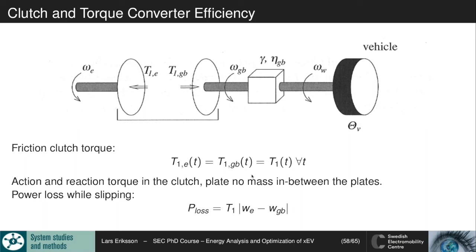And the power loss that we get in the clutch will be connected to the transmitted torque times the angular velocity difference between the different sides. So how much they are slipping. So it's slip times the transferred torque that gives the power loss that can heat up the clutch or cause wear in the clutch.